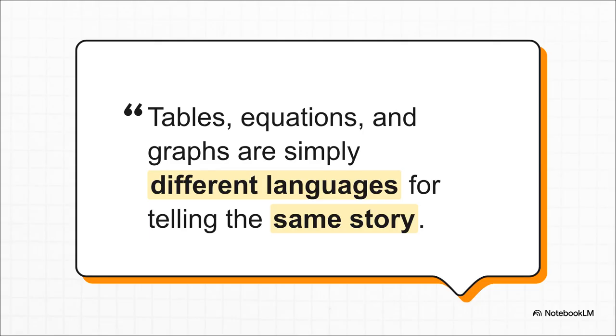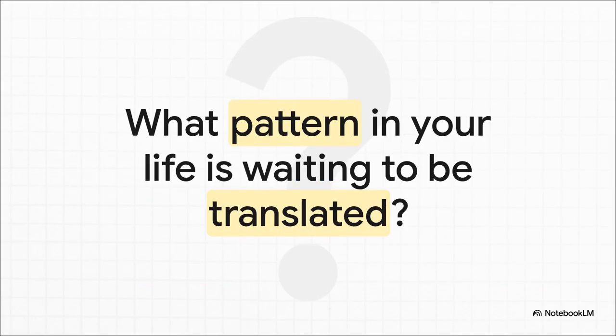So, when you boil it all down, here's the big takeaway. These three tools, the tables, the equations, and the graphs, they're not these separate, scary math things. They're just different languages for telling the exact same story. One organizes the story, one defines its rule, and one makes that story visible. So, I'm going to leave you with this question. Look around your world, at your routines, your budget, maybe your hobbies. What story are you living that follows a clear, predictable rule? What pattern in your life is just sitting there, waiting to be translated?